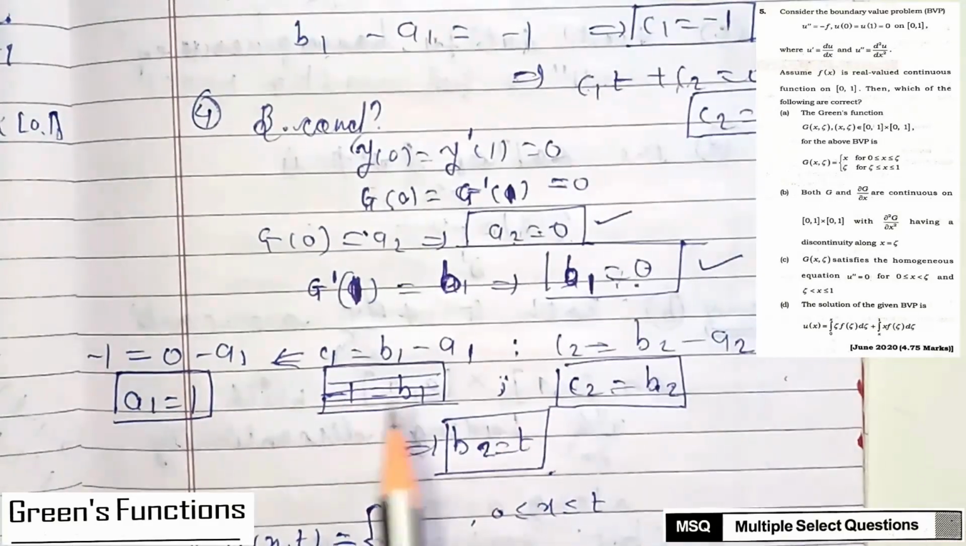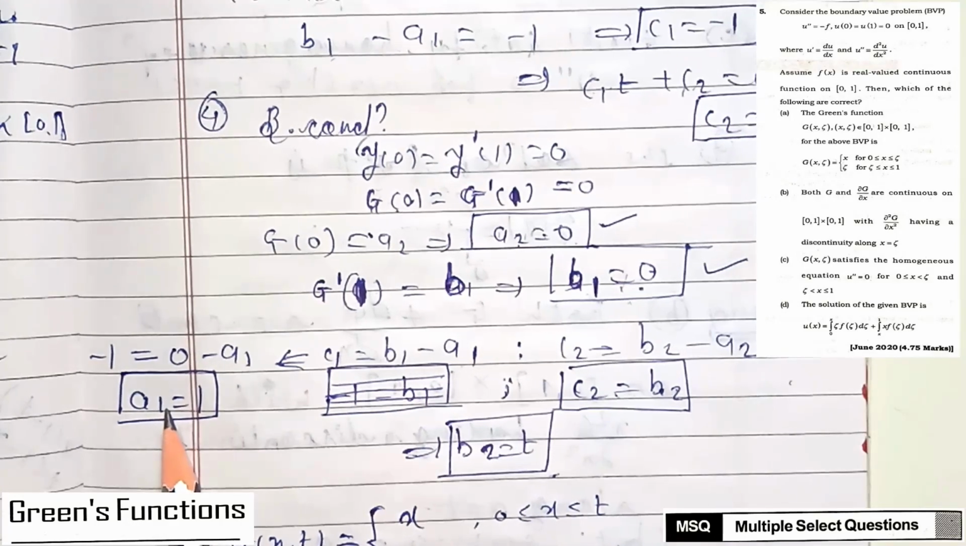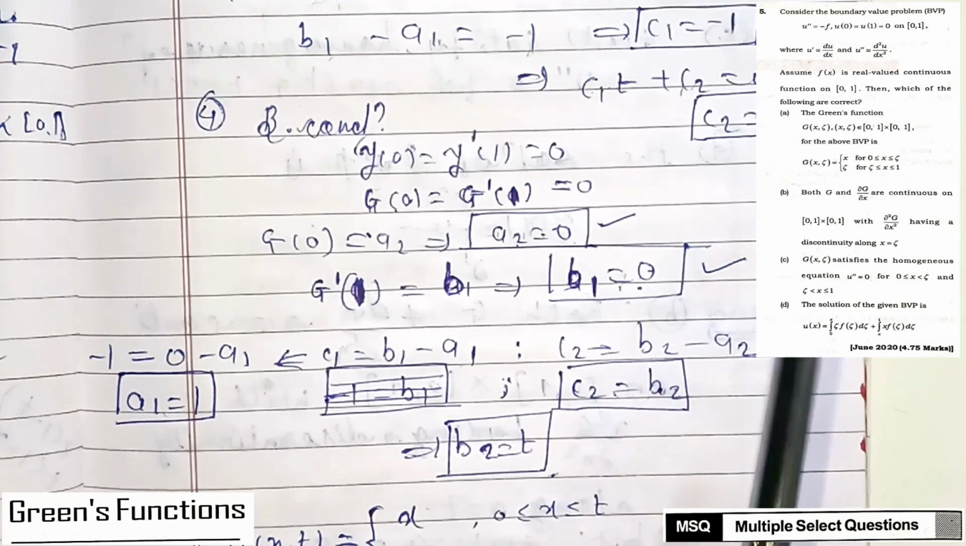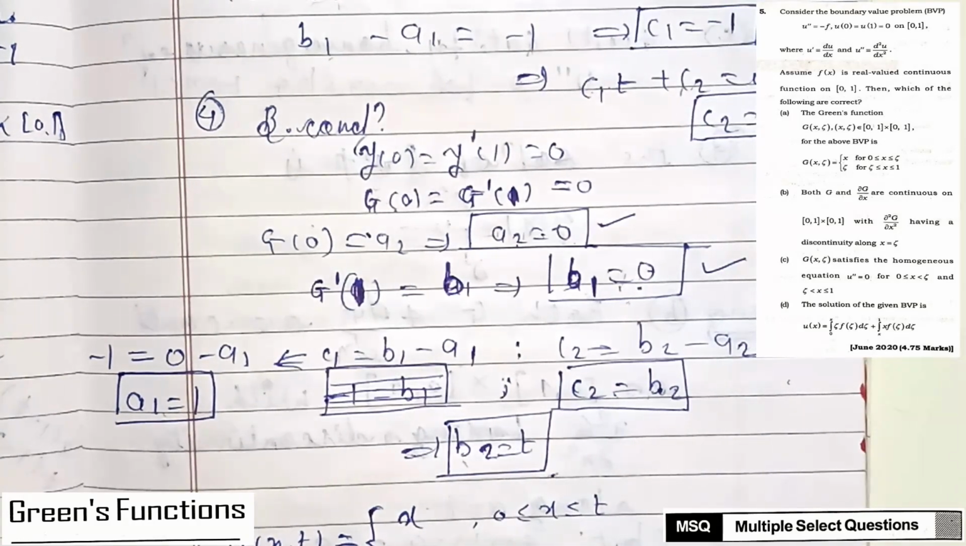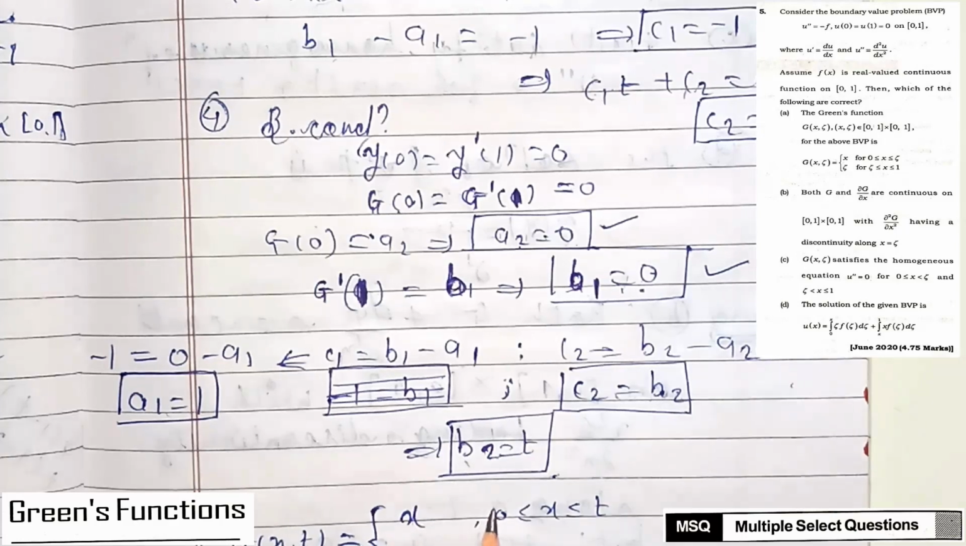Put these values here: c1 is equal to b1 minus a1, so a1 you will get as 1. c2 is equal to b2 minus a2, so you will get c2 equal to b2, and we have c2 as t, so we get b2 equal to t. These are just simple calculations that we have to work out for the values of a1, a2, b1, b2. Okay, so easily you may find this. Put the values for g(x,t) as a1x + a2, b1x + b2.